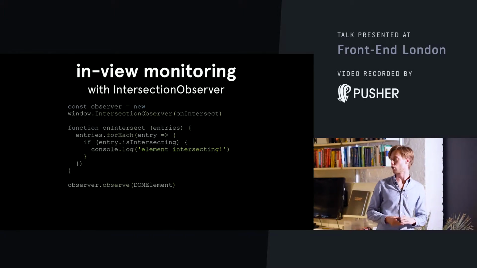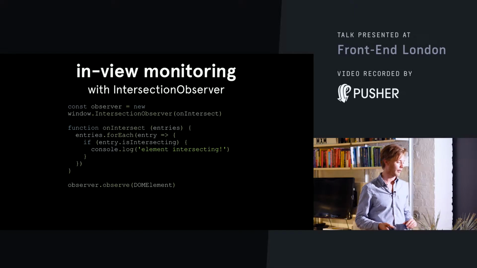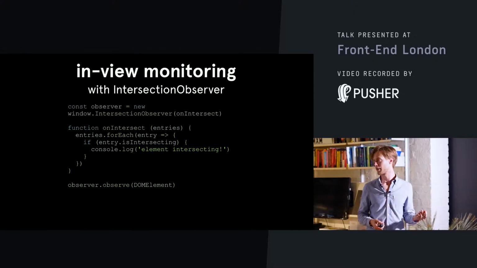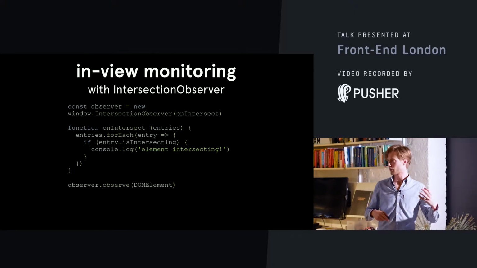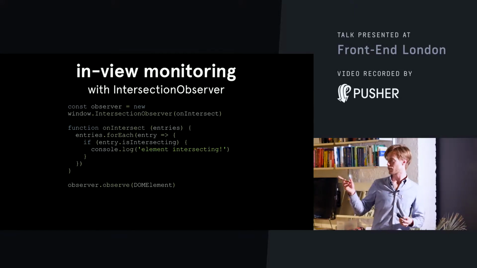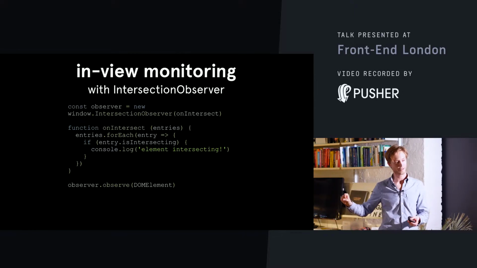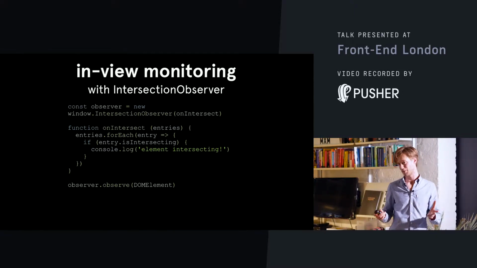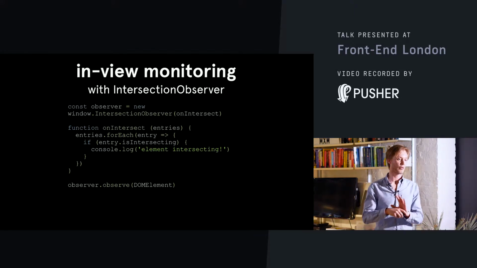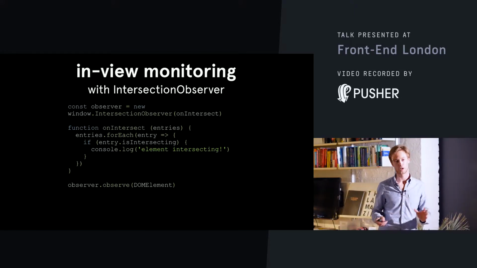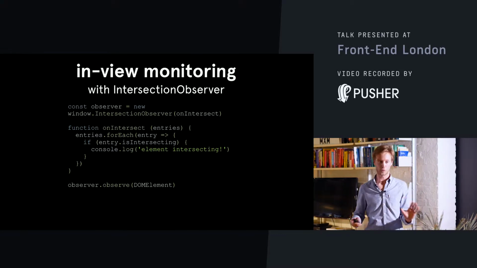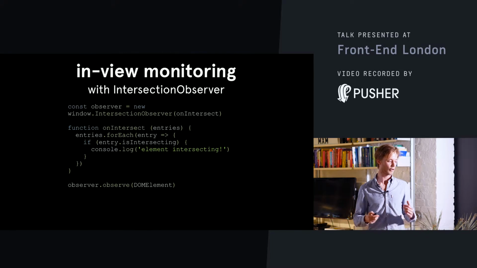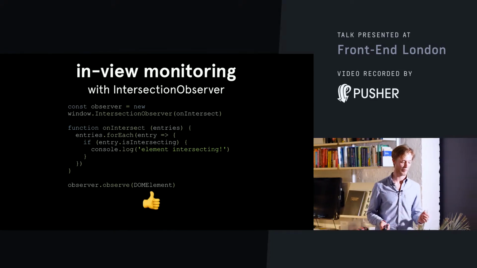And then in the callback function, we receive an array of entries. And we receive an array because we can observe multiple elements at the same time. Then we can loop through each of these entries. And the interesting line here is just entry.isIntersecting, which basically just tells us out of the box whether the element is in view, which replaces all the code and all the hacks and all the workarounds we had to do before. This is all you need to do a simple InView monitoring with IntersectionObserver. So it's pretty neat. It's much better than before.